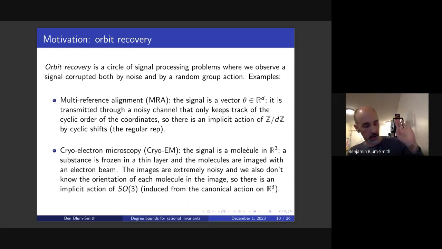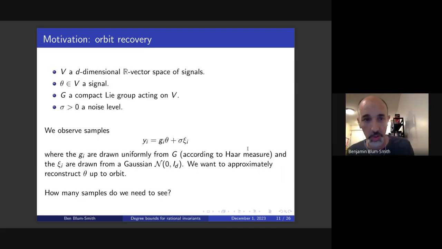In that case, I'm going to sweep this under the rug for the sake of this talk, but there's also the fact that you're projecting to 2D, but I'm not going to include that in the formal setup of the orbit recovery that I'm going to discuss with you. Here's the formal setup. You've got a real vector space of signals. You've got a signal. You've got a compact Lie group acting on the vector space, and you've got a fixed noise level, which we're going to think of as high based on the motivation.